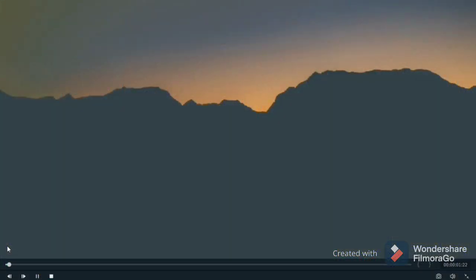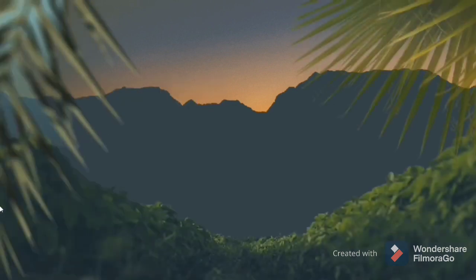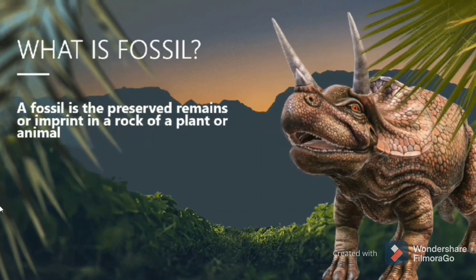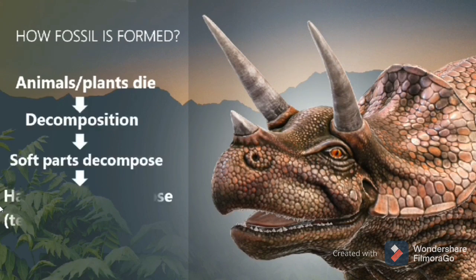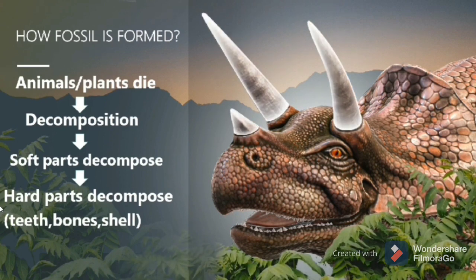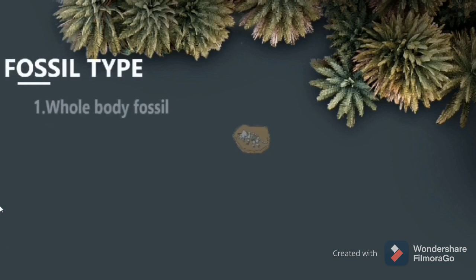Assalamualaikum and hello everyone. Ilya will continue our presentation on the objective evidence example, which is fossil. What is a fossil? The definition of a fossil is the preserved remains or imprint in a rock of a plant or animal. How do fossils form? Ilya will use a common example, which is a dinosaur fossil. The dinosaur will die and go through a decomposition process, in which the soft parts decompose first and the hard parts decompose later. This decomposition process will take a long time, especially the hard parts. Examples of hard parts are teeth, bones, and shell. Let's move to the fossil types. Ilya would like to share three types of fossil, which are whole body fossil, trace fossil, and organism in amber.